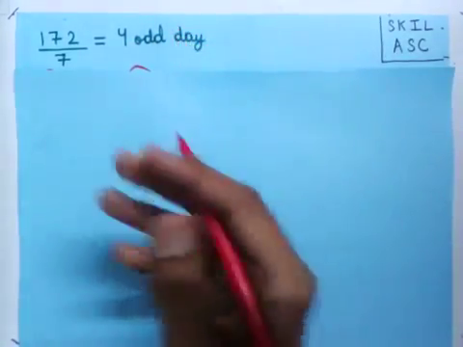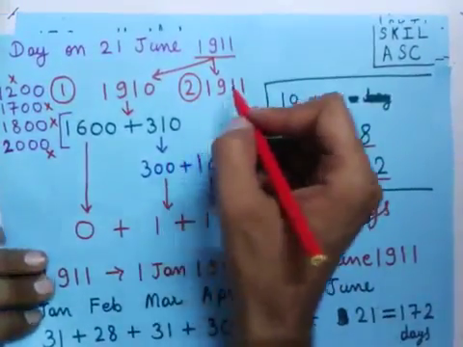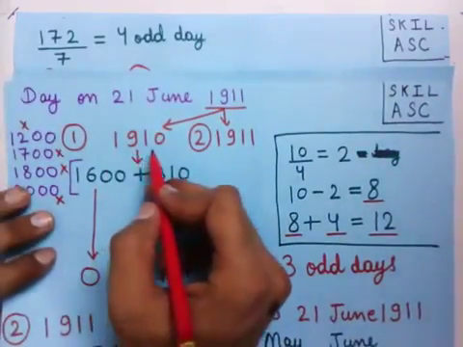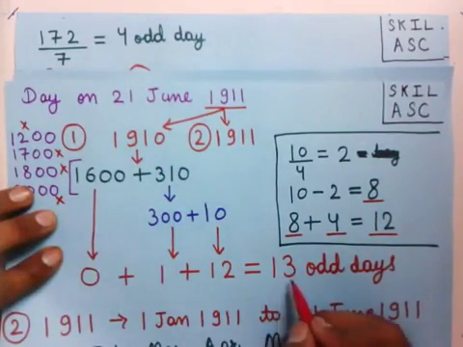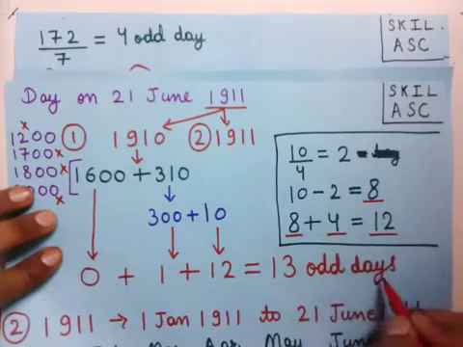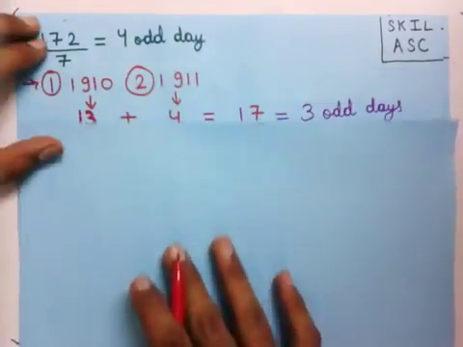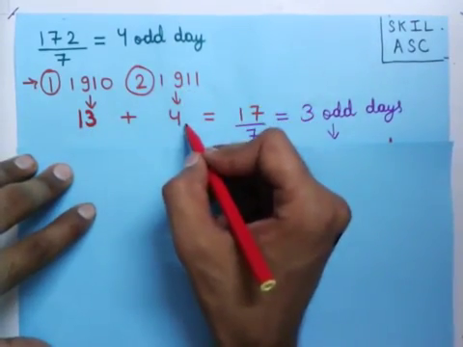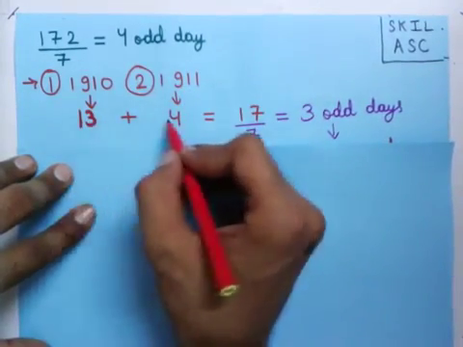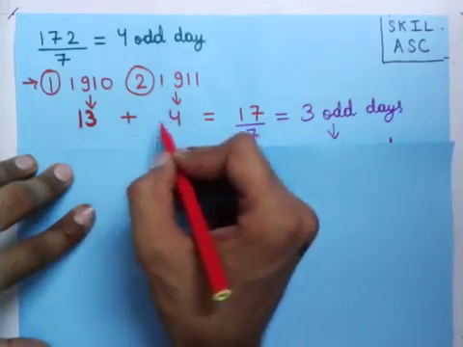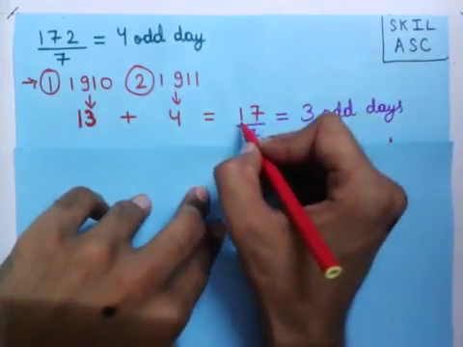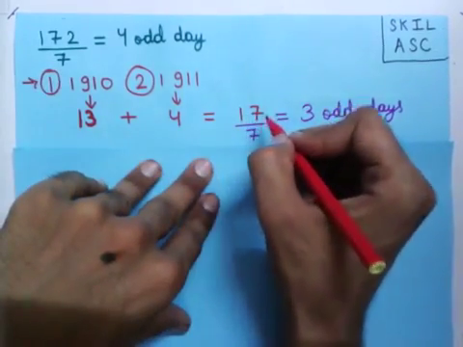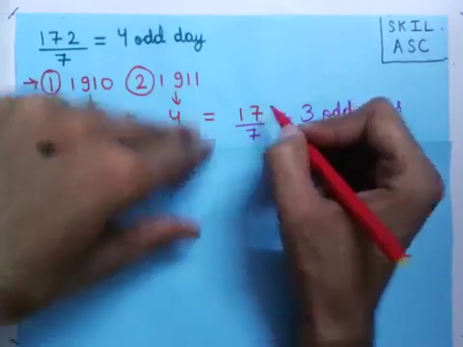Now you see, for this second part, we have got 4 as the odd days. And for this first part, we had got 13 as the number of odd days. So you see, the first part has 13 odd days and the second part has 4 odd days. So we sum these odd days and we will get a total of 17 odd days. You see, 13 plus 4, we will get 17 as the total number of odd days.